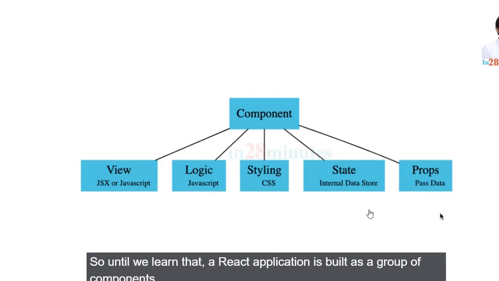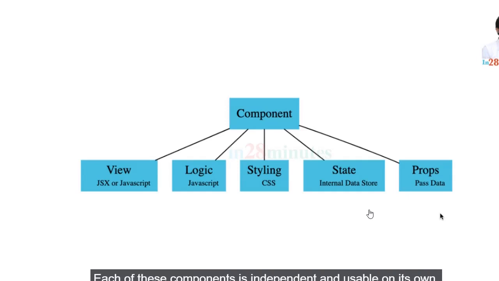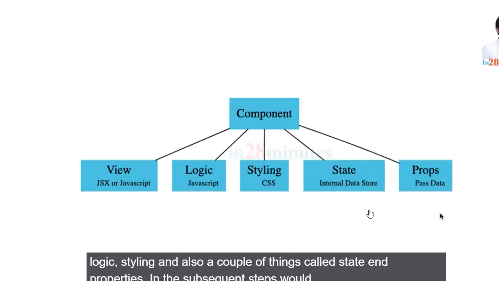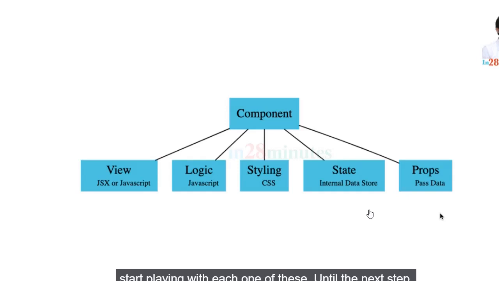So until now, we learned that a React application is built as a group of components. Each of these components is independent and reusable on its own. The other thing which we have learned is each of these components contain a view, a little bit of JavaScript logic, styling, and also a couple of things called state and properties. In the subsequent steps, we would start playing with each one of these.